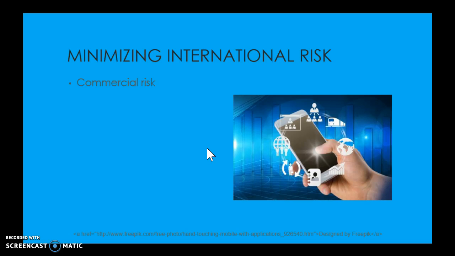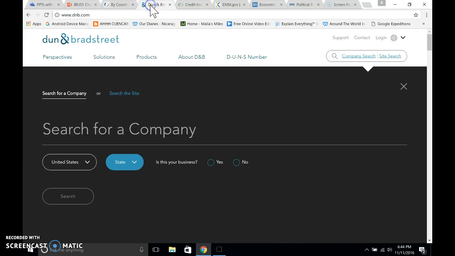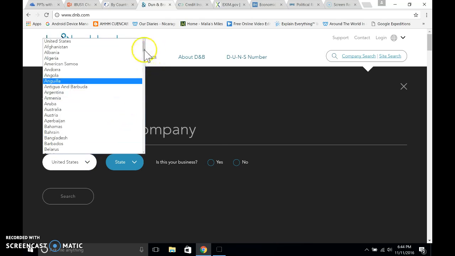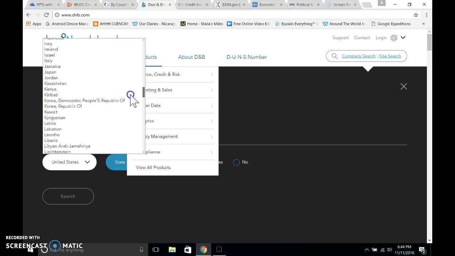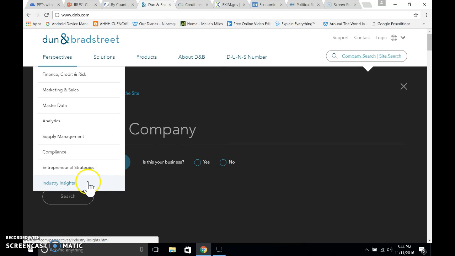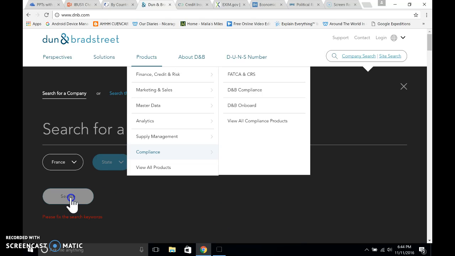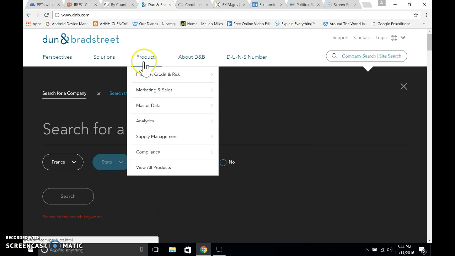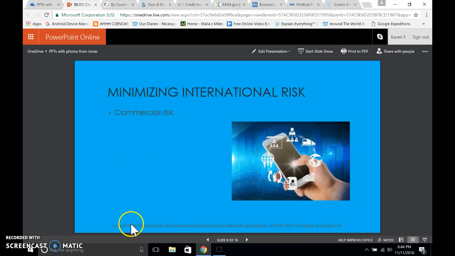And one way to do this, that's also common with looking at U.S. companies, is to look at Dun & Bradstreet. So if we look at Dun & Bradstreet, you'll notice that you can look for the United States, obviously, but you can also look in other countries. So let's say that we're looking for a company in France. There you go. So you can see you can get quite a bit of information. You can go search. We won't actually look at specific companies since we don't have a lot of time on this video, but let's move forward.